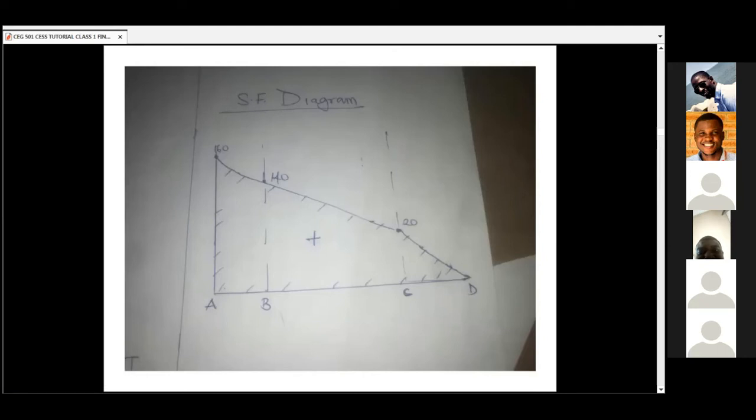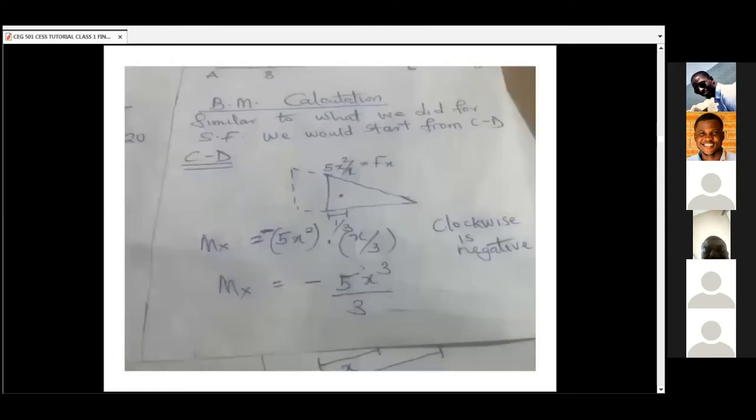So let's move to the bending moment. Now, for the bending moment, like Taiwo said, I prefer starting from the free end. So we'll do that for the bending moment. Normally, I used to take clockwise as positive before. But when I started studying the man's notes, I realized that he prefers clockwise as negative. I don't know whether it's important to him or maybe it's just trivial. But to be on the safe side, let's take clockwise as negative, and anti-clockwise as positive.